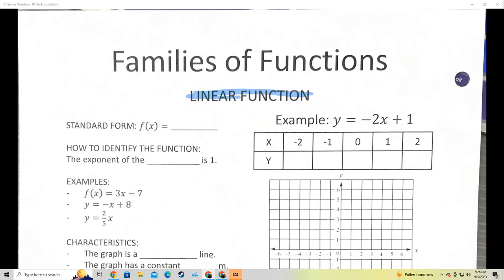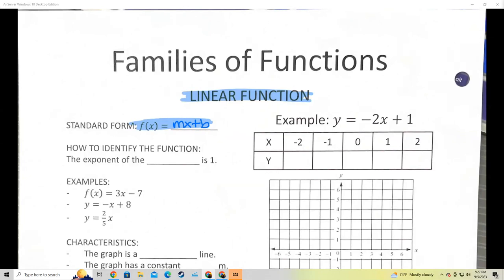So first one we're going to do is a linear function. A linear function has the form of f of x equal to mx plus b. Sorry, I got lost a little bit. So yeah, you should have seen this last year in eighth grade. Again, this year in ninth grade, that's going to be pretty standard. We're going to be using it quite a bit.